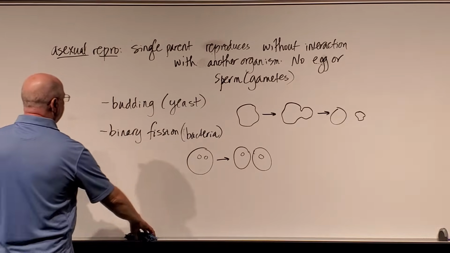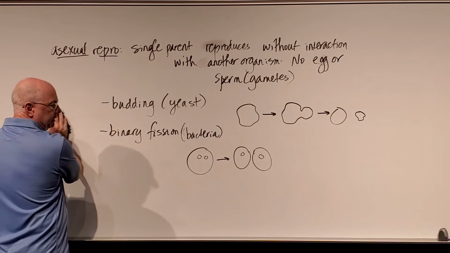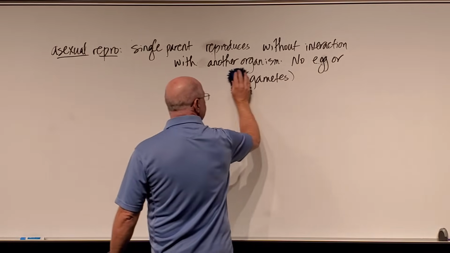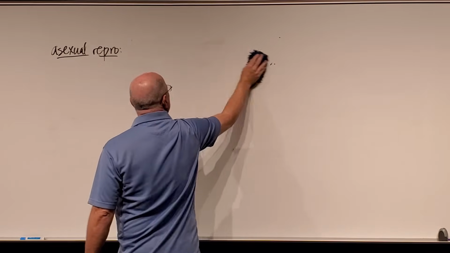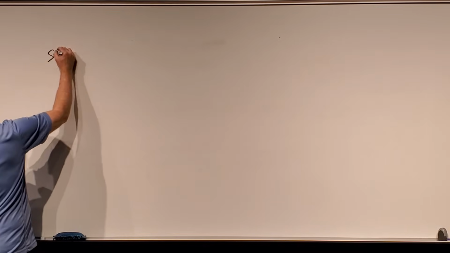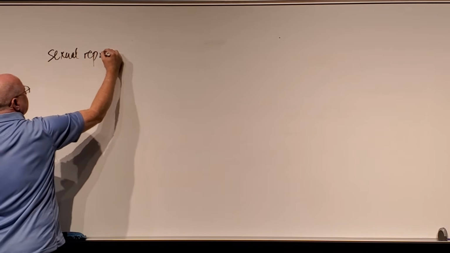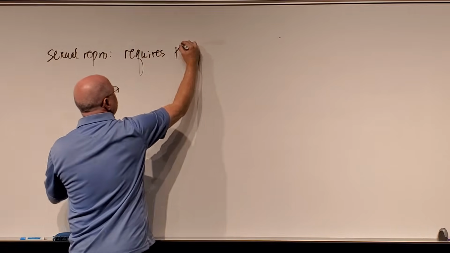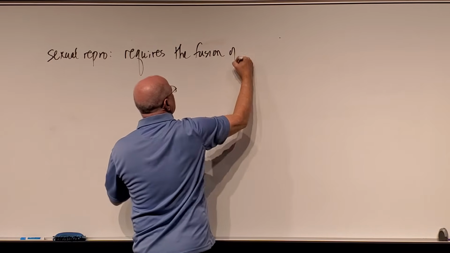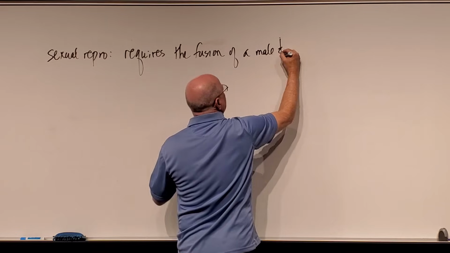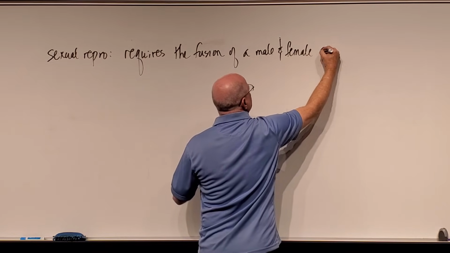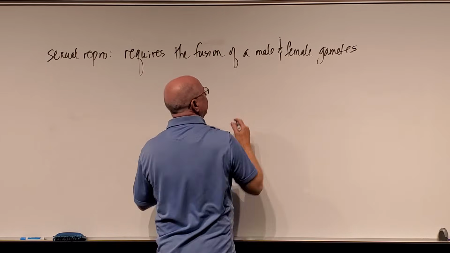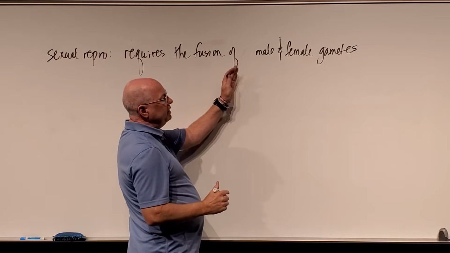The opposite of asexual reproduction is sexual reproduction. So I'm going to erase a bunch of this, and we're going to talk about sexual reproduction a little bit. Not in great detail, we do that in human anatomy and physiology, but the basics are, sexual reproduction requires the fusion of a male and female gamete, or the male and female gametes.